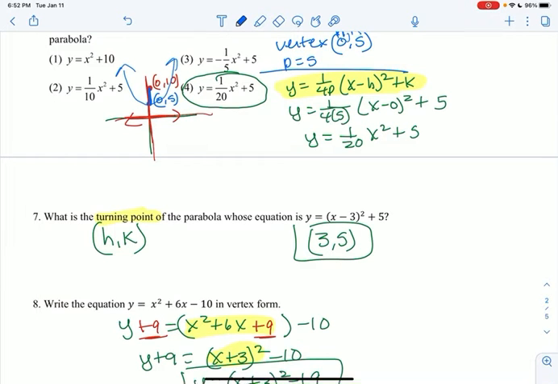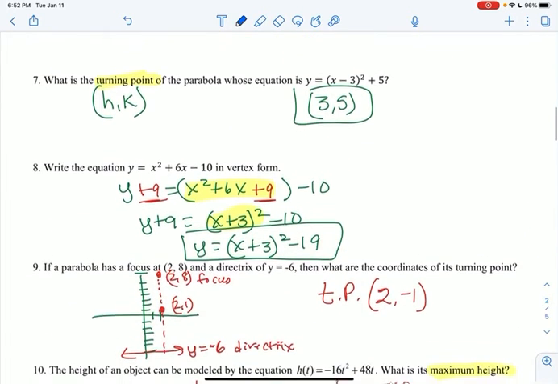Turning point. My turning point of the parabola, that's my h and my k. So it's going to be positive 3, positive 5. Nice, easy question. You'll have an easy one like that on your test as well. It's already in vertex form, so I didn't need to do anything to it.